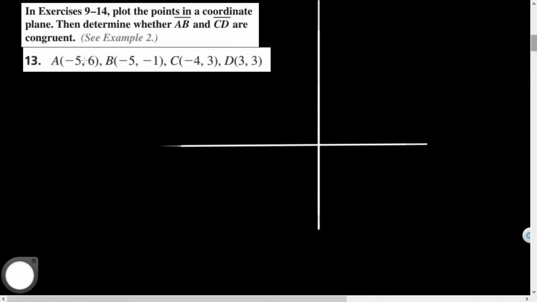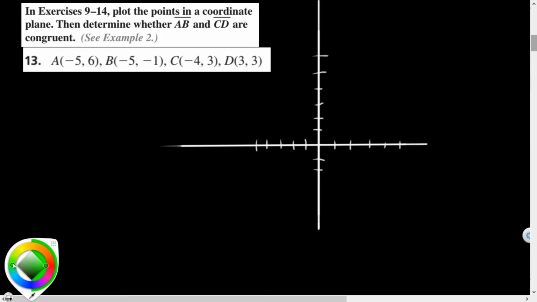Looks like I got to go from -5 to +3. So I'll just throw some tick marks in here, hopefully somewhat equidistant. And for the y-coordinate, 6 is the max, and -1 is the lowest, so I don't have to go too far on the negative y. 1, 2, 3, 4, 5, 6. All right, here we go.